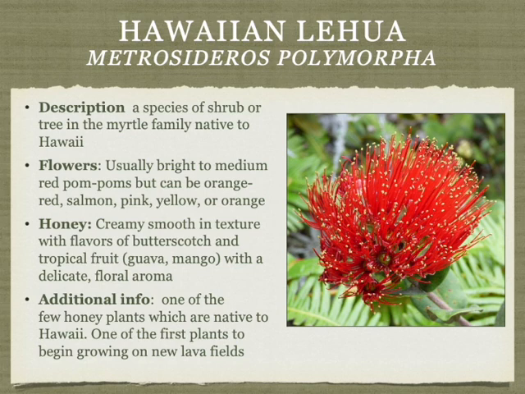Hawaiian Lehua is probably also in the top 10 favorite honey varietals. These are bright red pom-poms, sometimes other colorful colors. The honey is creamy, smooth in texture, flavors of butterscotch, tropical fruit, delicate floral aroma. It's one of the few honey plants in Hawaii that is native to Hawaii.